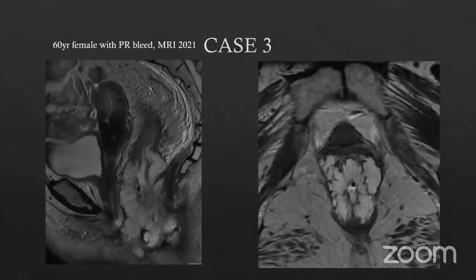Now coming to the next case, which is on your screen. This is a 60-year-old female with PR bleeding. And you see something which is involving the rectum and the anal canal.